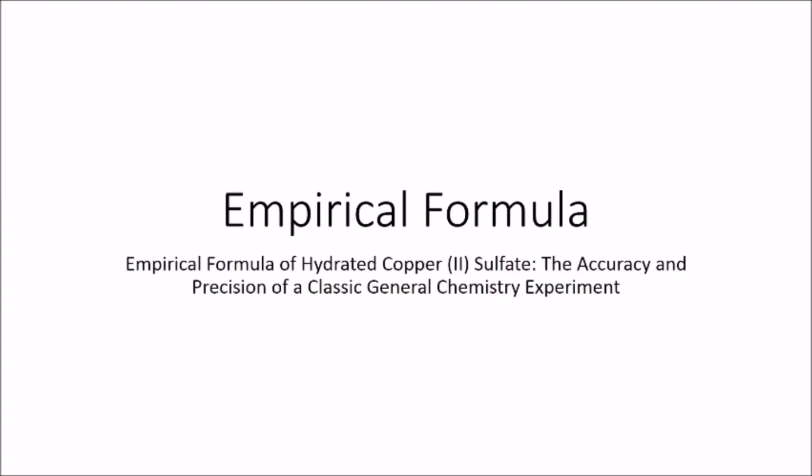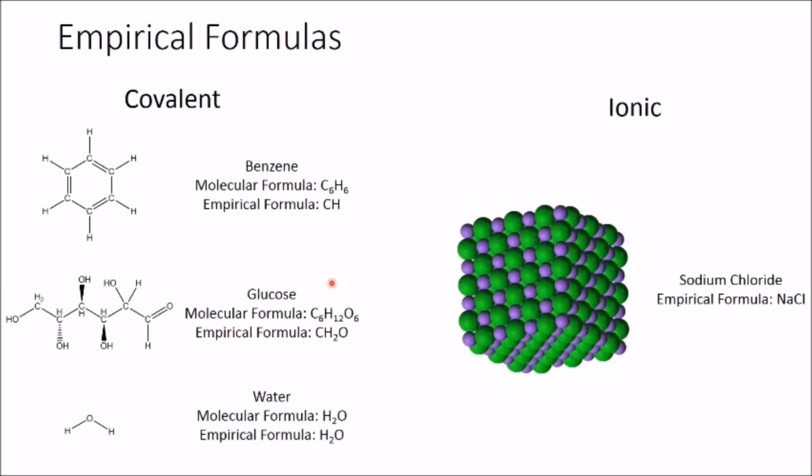In this experiment, you're going to determine the empirical formula of copper 2-sulfate pentahydrate. Furthermore, you're going to look at the accuracy and precision of a classic general chemistry experiment. Before looking at the empirical formula of copper 2-sulfate pentahydrate, let's talk about empirical formulas in general. We're going to look at the empirical formulas for covalent and ionic compounds here.